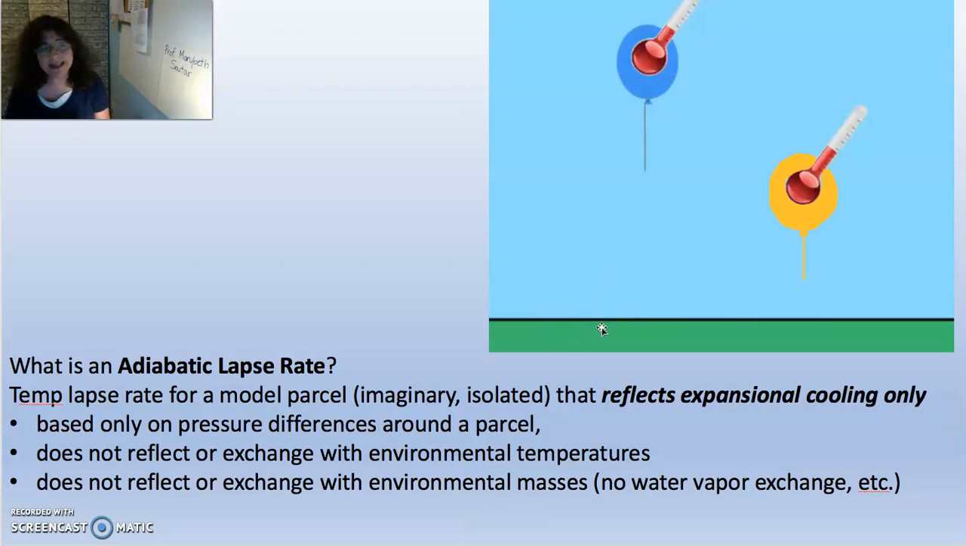So the important thing to take out of adiabatic lapse rates is that the only interaction that they have with the environment around them is the pressure that is pushing against their surface. At higher altitudes, you have less pressure pushing against the surface, so the molecules within this balloon can expand and cool and change the temperature of the balloon. Let's look into that a little bit more.